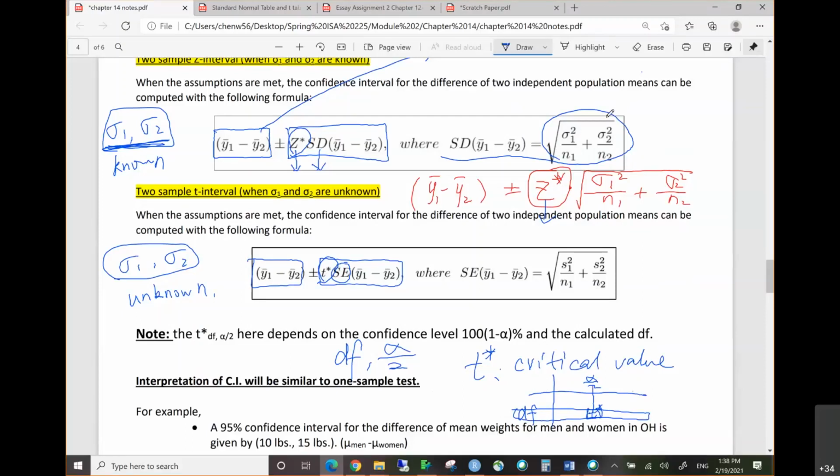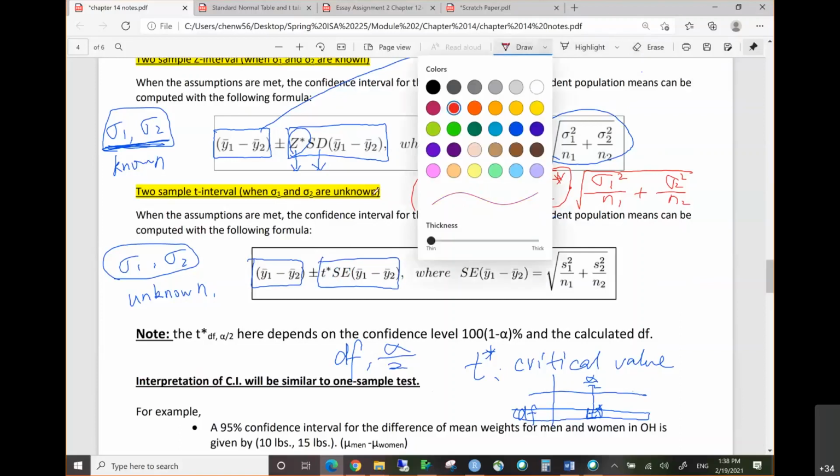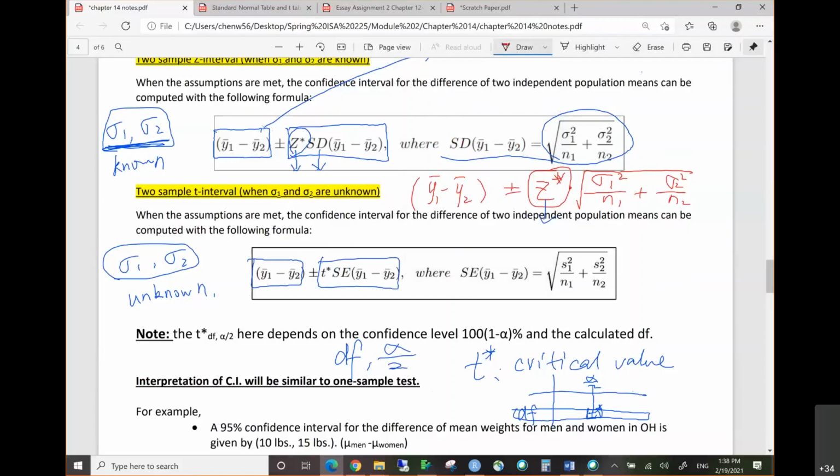All right. So we have the estimate plus minus the margin of error, and combine these two together, we have a general formula. We have y1 bar minus y2 bar, the estimate, plus minus the t star. And this t star depends on the degrees of freedom and alpha over 2. And then times the square root of, now we do not have the population standard deviations, so we use the sample standard deviation squared over n1 plus another sample standard deviation squared over n2.